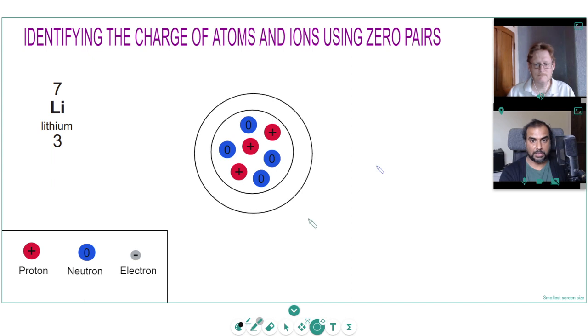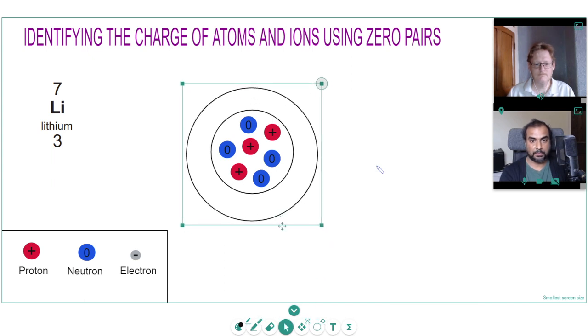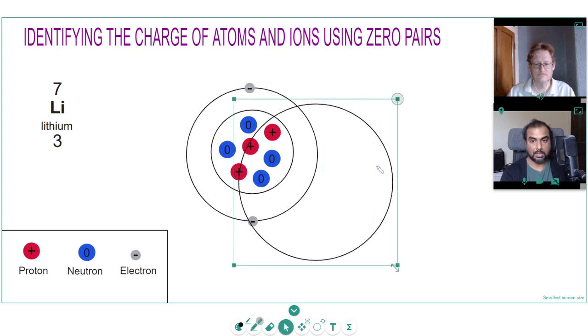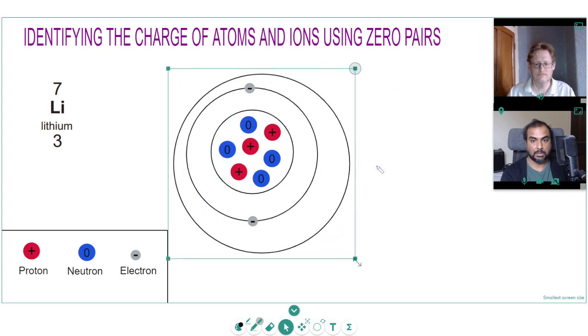Just going to build a shell, an empty shell to start off with. These are my 2 electrons. Of course, I need a third one. I've already filled up the first shell with 2, no more space left there. So, get a second shell. Make it a little bit bigger.